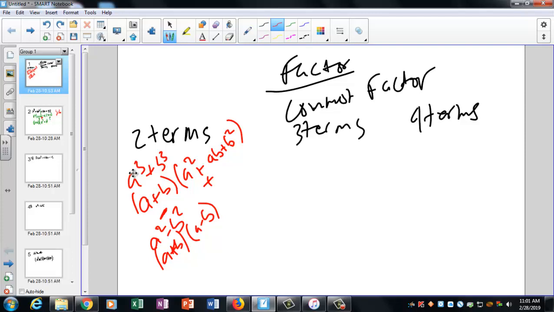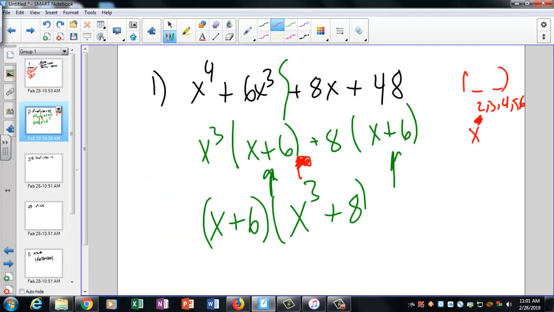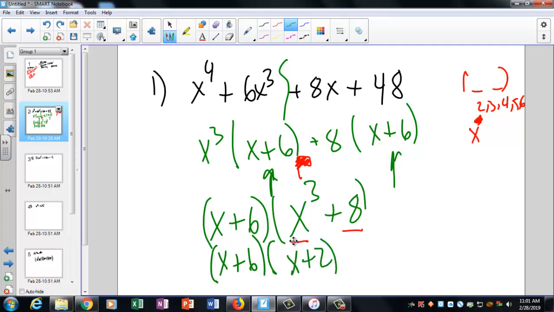Okay. In this case, what we have here is the sum of two cubes. This is a cube, this is a cube. So we get x plus 6 times x plus 2 times this times itself is x squared. This times this is 2x. This times itself is 4. Okay. And that is the final factored form for question number 1.